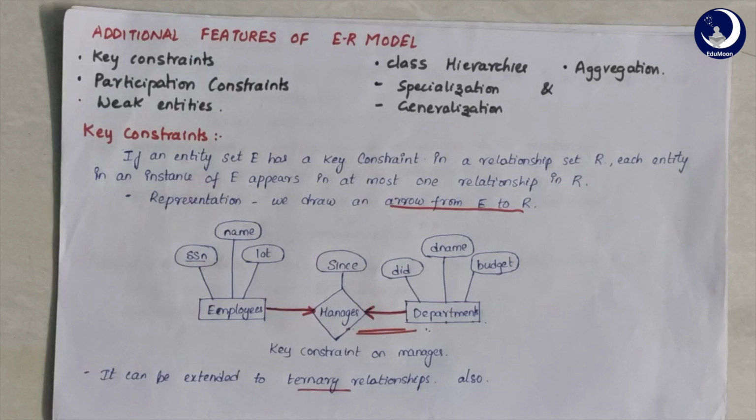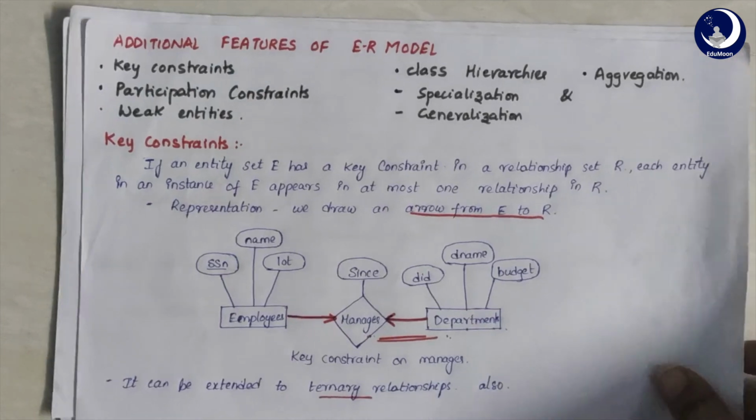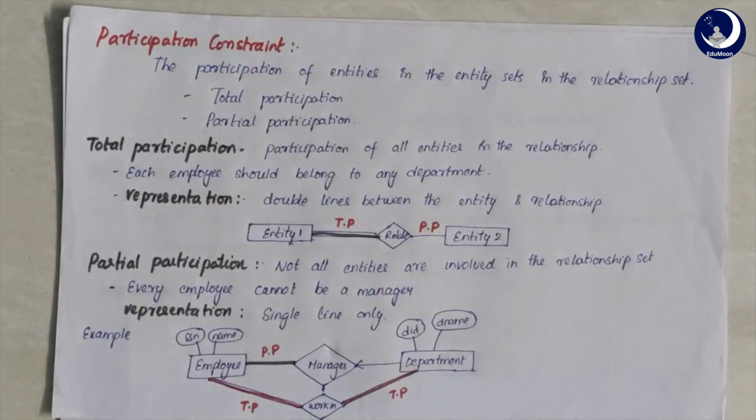Now let's see the second feature of the ER model, that is participation constraints. A participation constraint specifies the number of entities in an entity set participating in the relationship set. This is of two types. One is total participation and the other one is partial participation.